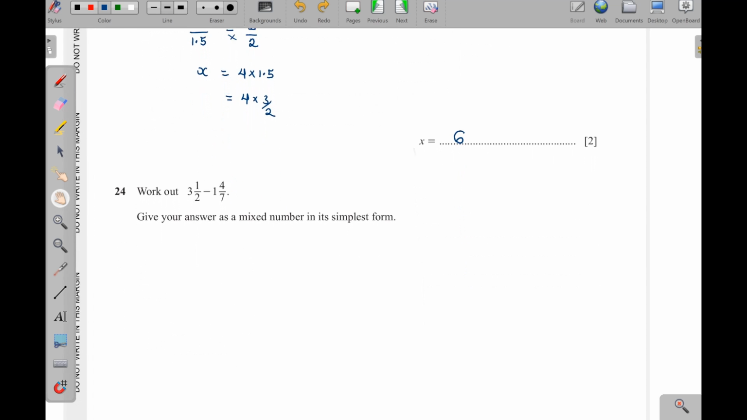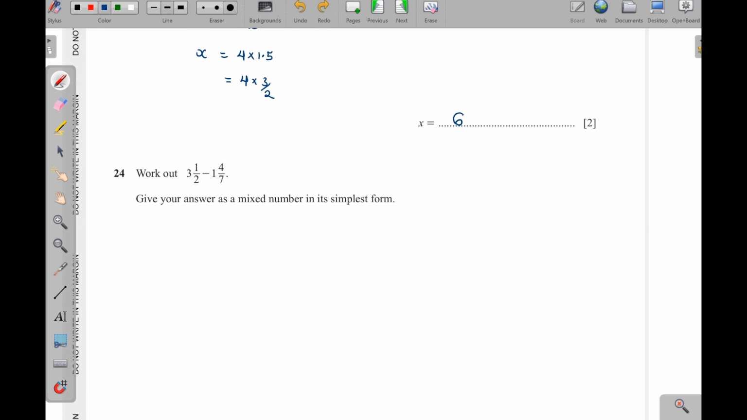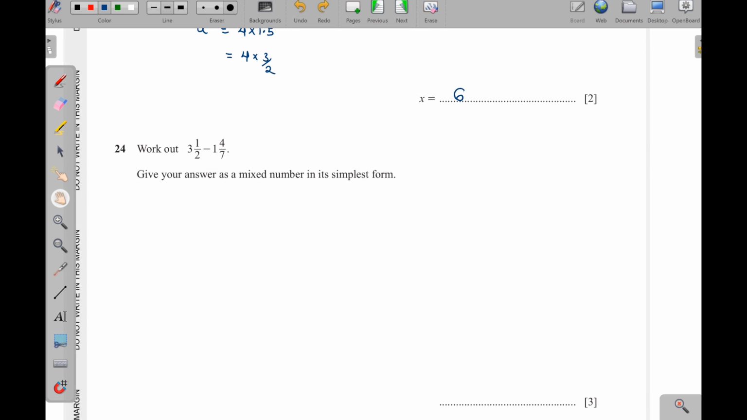And then question 24, work out the value. Work out 3 whole number 1 over 2 minus 1 whole number 4 over 7. Give your answer as a mixed number in the simplest form. So we're using rules of fractions. These are mixed numbers. So the first thing we do is to turn them to improper fractions. So what do we have here?